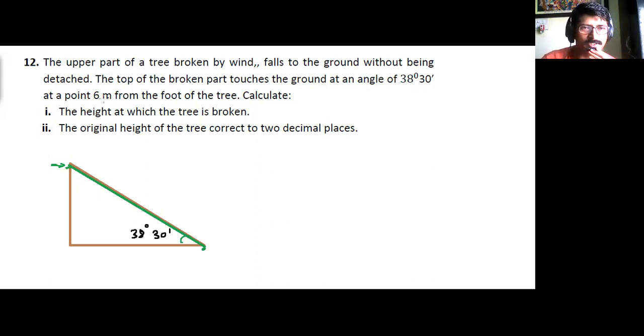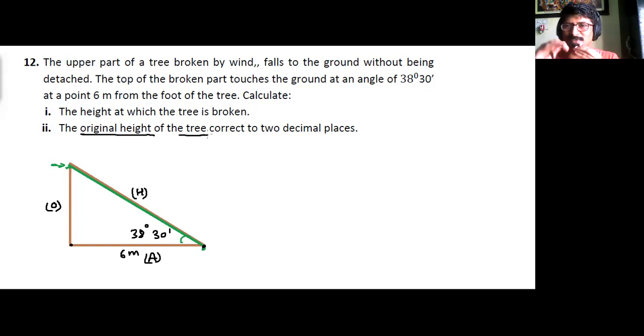At a point of 6 meters. So this is 6 meters from the foot of the tree. So where this top is reaching the ground and the bottom of the tree, their distance is 6 meters. Calculate the height at which the tree is broken. We're supposed to calculate this opposite side, and the adjacent side is given to you with this angle of 30 degrees and 30 minutes. So that's the first part of the sum. And the original height of the tree, correct to two decimal places. Then you're going to calculate the hypotenuse and we'll add the opposite side and the hypotenuse. That would be the original height of the tree.